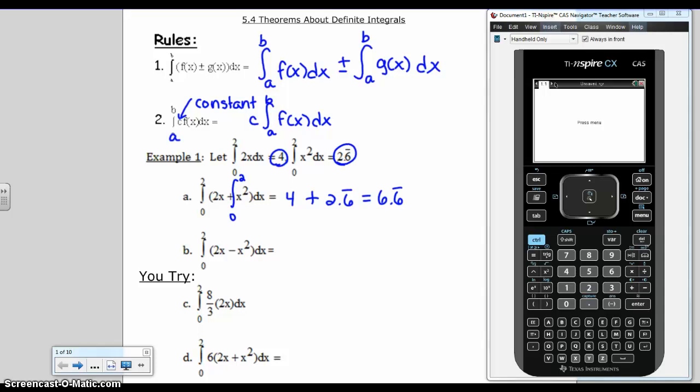Same thing with b. We can split this up over 2, and now we're doing a subtraction. So we would do 4 minus 2.6 repeating, which would be 1.3 repeating. And again, you could check that in the calculator.